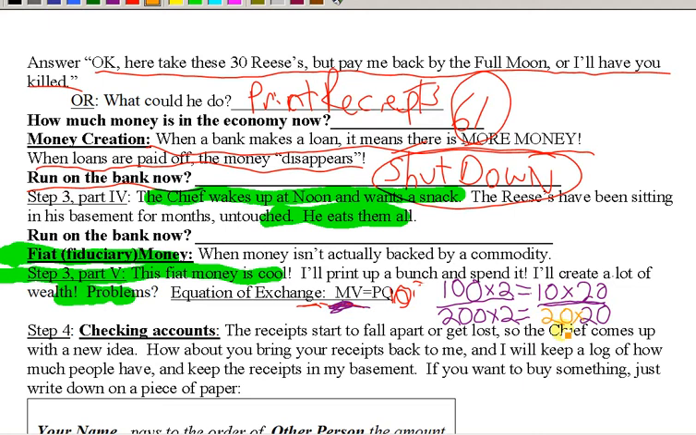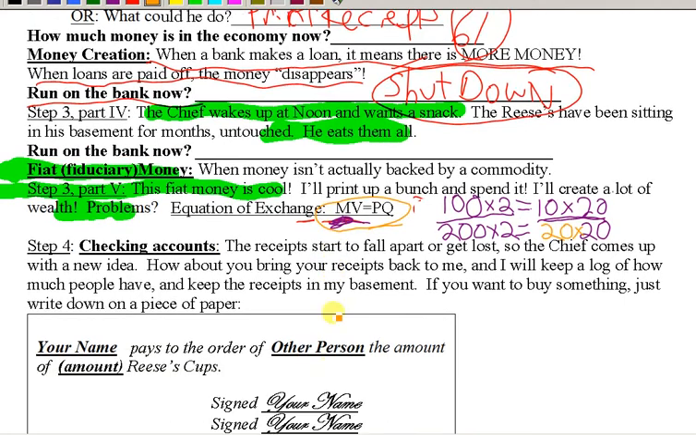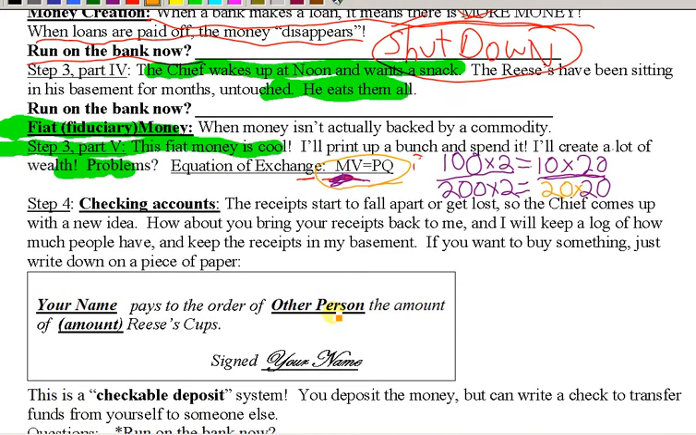So this is what happened in Germany and in Zimbabwe and in Yugoslavia. The government decided to start printing money to spend. So this is a very simple equation, the equation of exchange, to demonstrate that idea. So, next idea to talk about in the evolution of a monetary system is checking accounts.